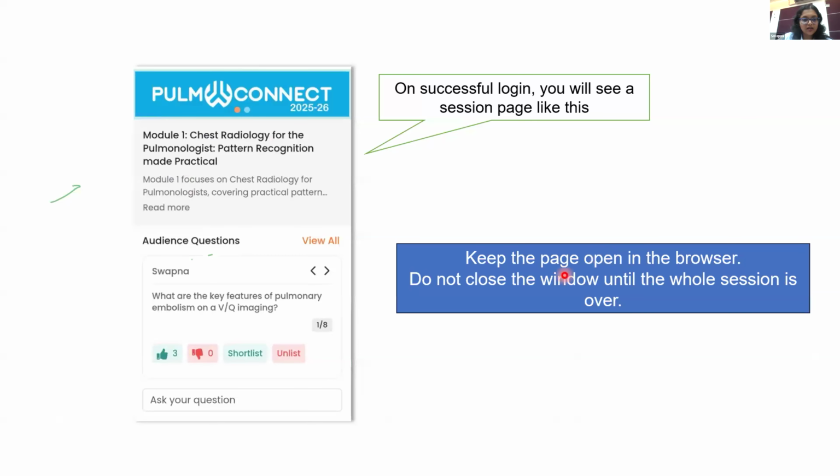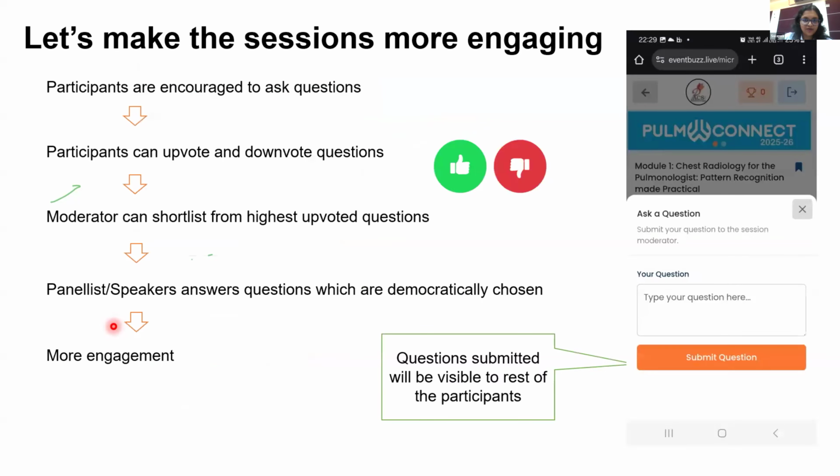So, yeah, once you successfully log in, this is the page that you would be seeing. And we would request you to please keep this page open on your mobile phone throughout the session, because there will be options for you to ask questions, to engage and interact with the faculties throughout the session. So there are much more interesting aspects to this, but please keep this page logged on your phone throughout the entire 2 hours of the session.